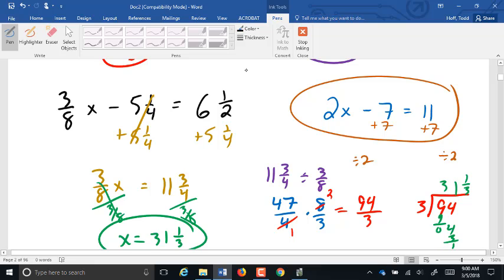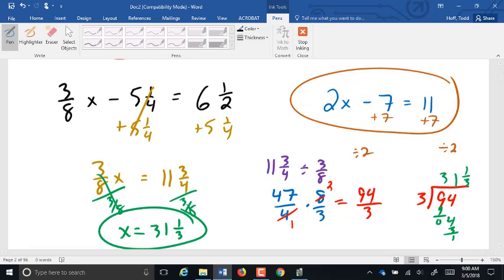What do you think? Not so bad? It's just like solving any other equation, you just have to deal with the fractions. I'm going to have you guys try a couple.